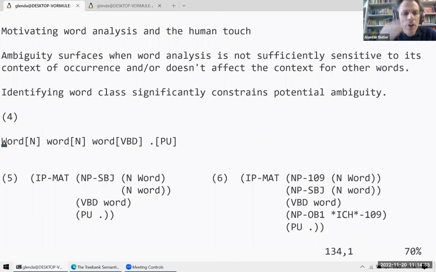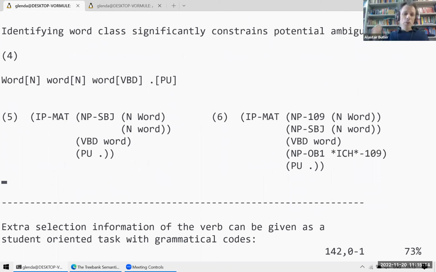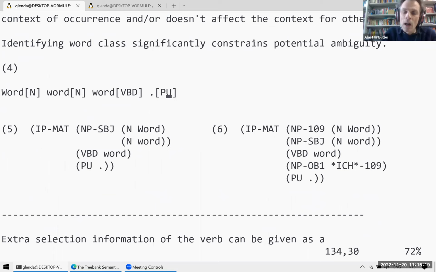So here we've got just a sentence, whatever word you want to map in here. The first word is a noun, the second word I'm saying is a noun, and the third word I'm saying is a past tense verb. And finally, we've got some punctuation. And there are really two compatible structures to this as an input. So if all we're doing is giving words with word class information, then we're going to be generating both these results off of this input string.